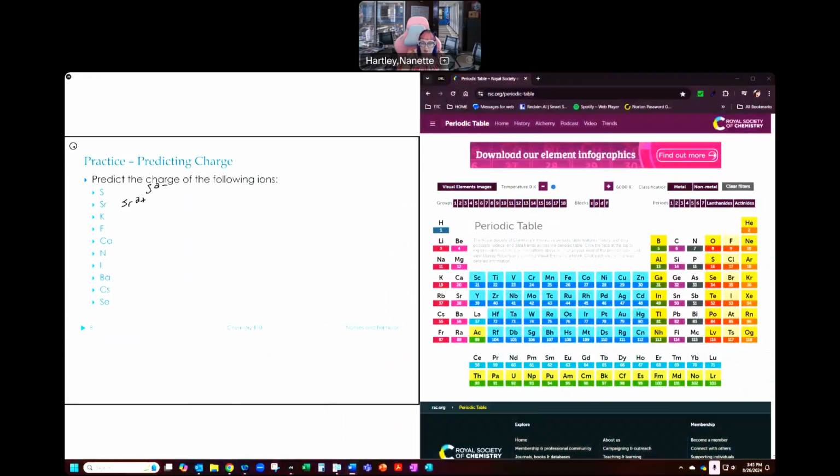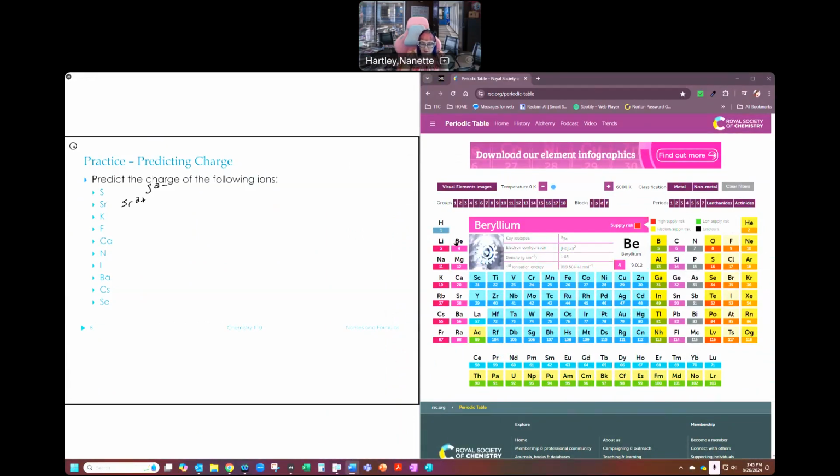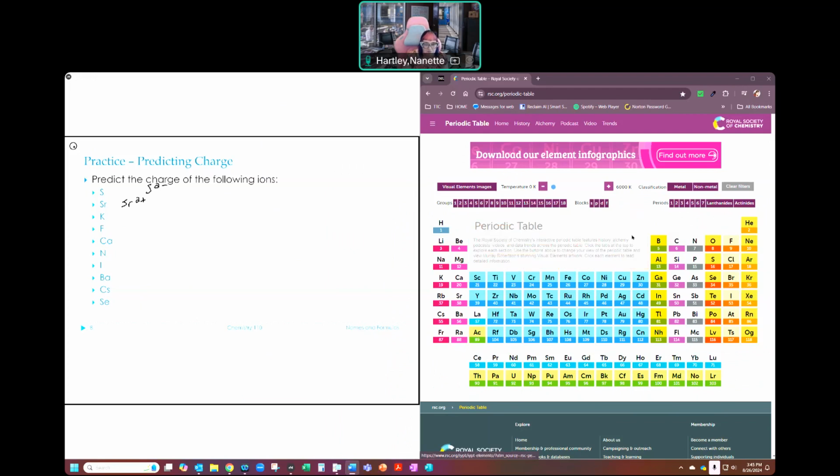All right, so again, strontium, alkaline earth metal. So he's going to lose electrons. He will lose 1 and 2 to become like the nearest noble gas, which is krypton. So he's going to be a 2 plus. All right, potassium is right here. He's number 19. He's an alkali metal, so he's going to lose electrons because he's a metal, and 1 because he's 19. If he loses 1, he'll become like argon. So he's going to be a K plus.